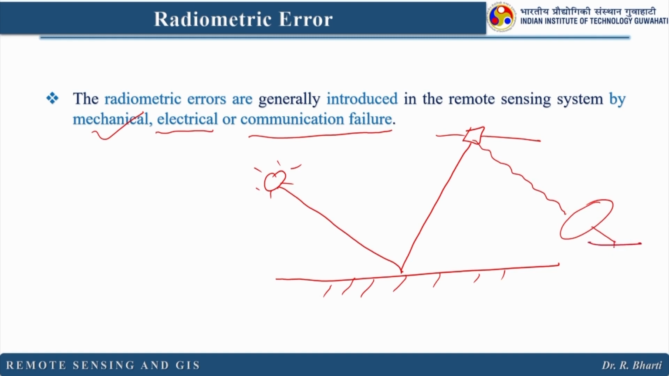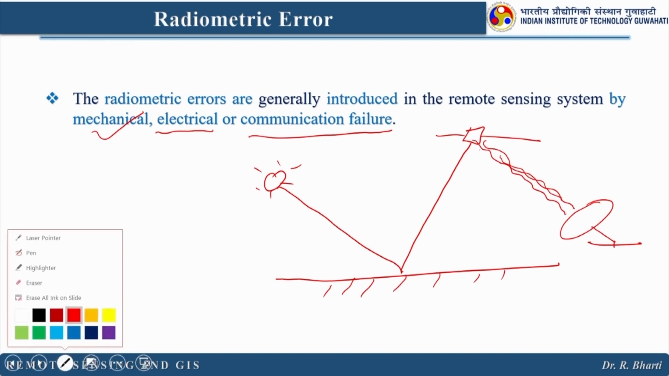So here in the ground station, basically if there is a communication failure, right, so what happens for those particular pixels or maybe for those images which were being downloaded during this particular problem period? That may introduce error in your data.